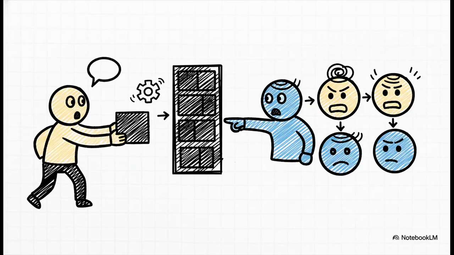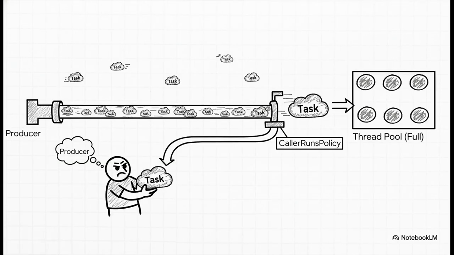And there is. This right here is a huge topic in senior Java interviews, and for a very good reason. It's called the CallerRunsPolicy. This policy is absolutely brilliant. Instead of throwing an exception or just dropping the work, it does something really clever. It basically says to the thread that tried to submit the task, hey, we're totally slammed right now. You do the work yourself.